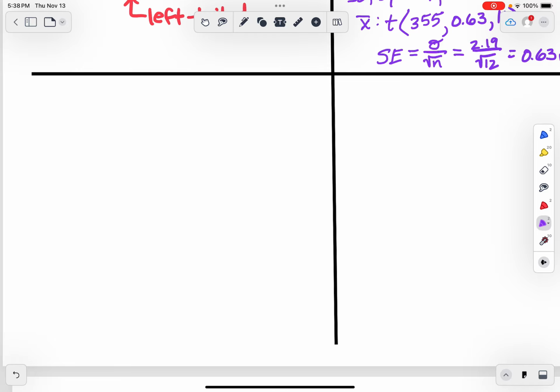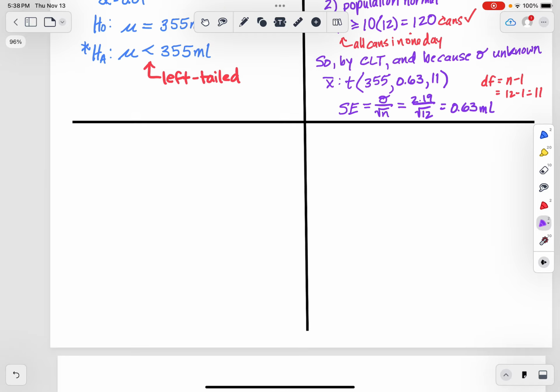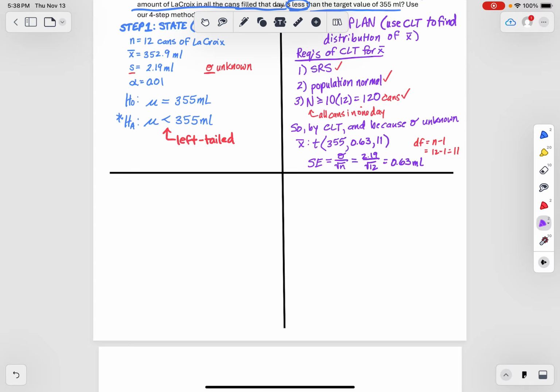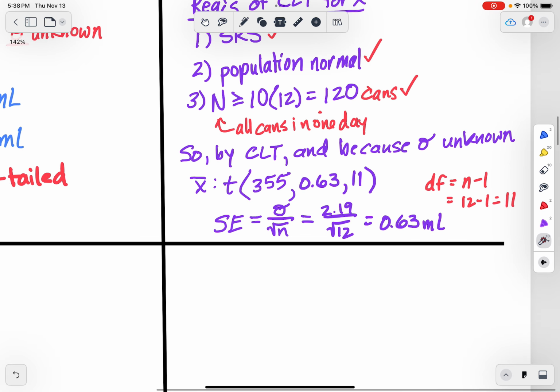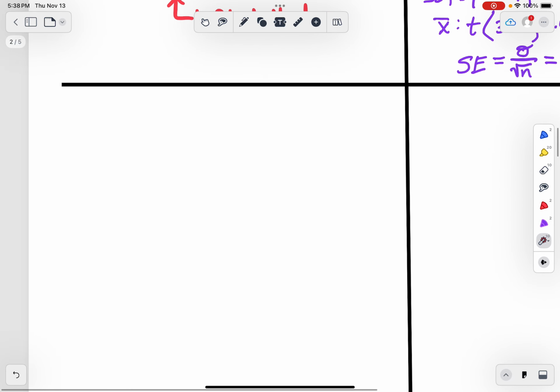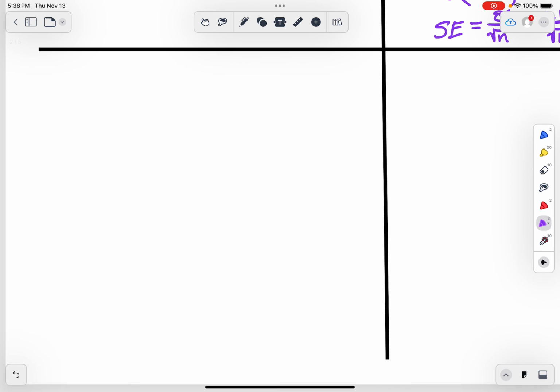Work on step three. Step three is where we take all the information we just got in step two. The goal that we just got in step two was that the X bars are going to follow a T distribution with degrees of freedom 11. So I'm going to come over here to step three. And this is kind of a big action step. It's our do step. So we're going to find the p-value using the distribution from step two.